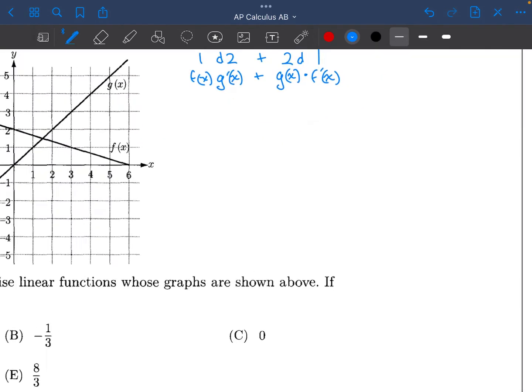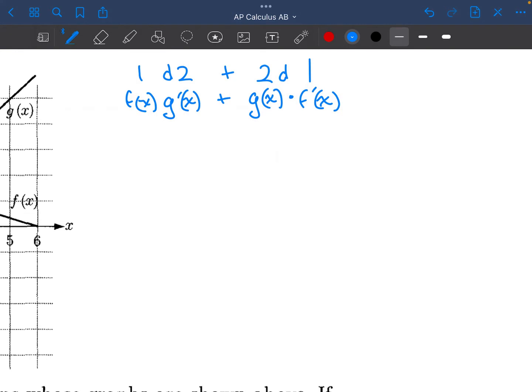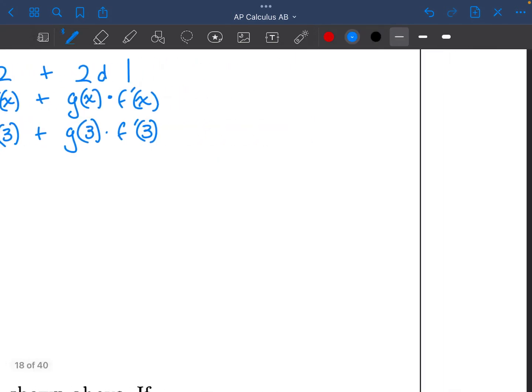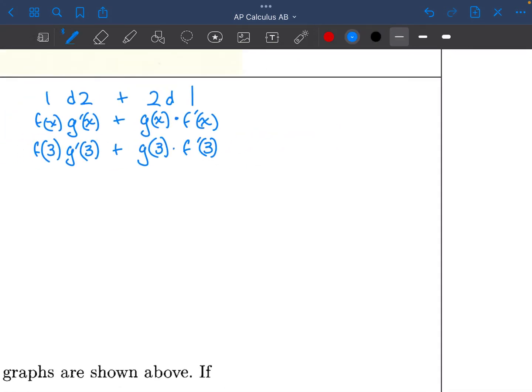So plugging in a 3 means the thing that we're finally after is f of 3 times g prime of 3 plus g of 3 times f prime of 3. And there's a lot of things that we need to do here, 4 to be exact, and it's all 4 of those values. So let's go ahead and do some analysis. I need to find both f of 3 and g of 3. Those are just heights, which we can do right now.